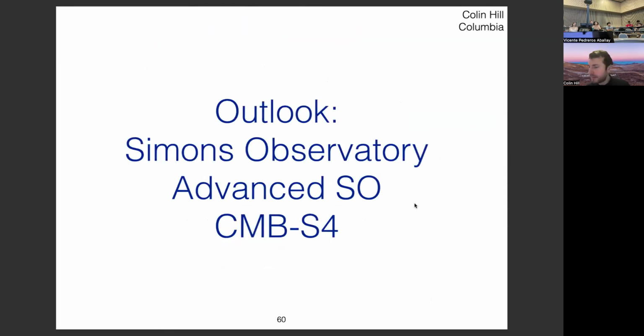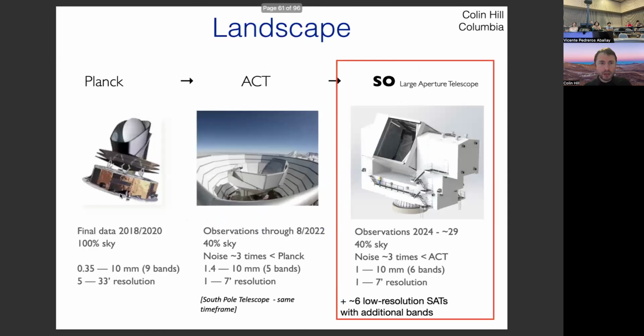So let me just wrap up. I think we're probably just about out of time. I just want to give you a quick overview of the experimental landscape, where things are at and what's going to happen in the next 5 to 10 years. Planck, of course, is finished. It's a great experiment. We're still using the data for lots of cool stuff, like I just showed you. With ACT, we observed through August of 2022. That was when the telescope had its final night of observing, and then it suffered a mechanical failure, and we decided to decommission the telescope.